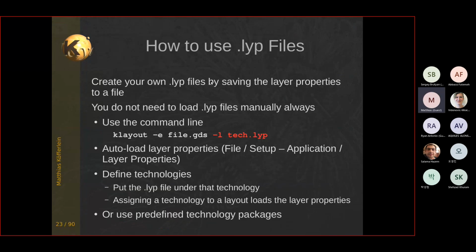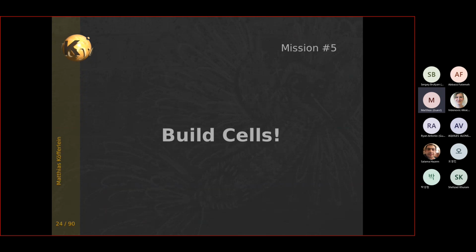This was how you use it. Like I told you, if you want to use these layer property files, typically you use some kind of technology setup, or you can also use them from the command line. If you have downloaded this file, you just run KLayout with the file you want to edit and -L to specify the layer property files.